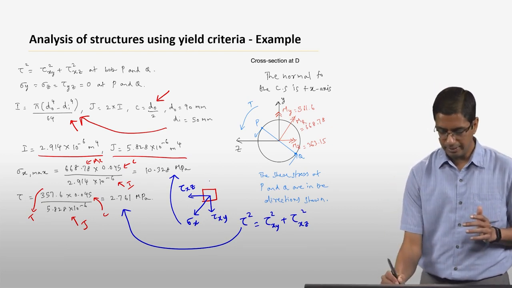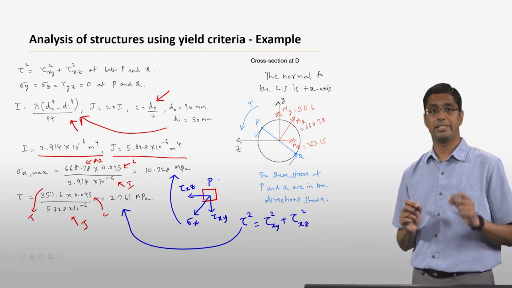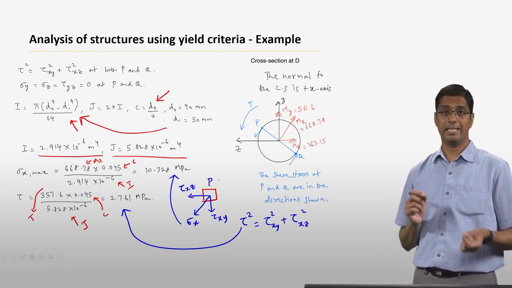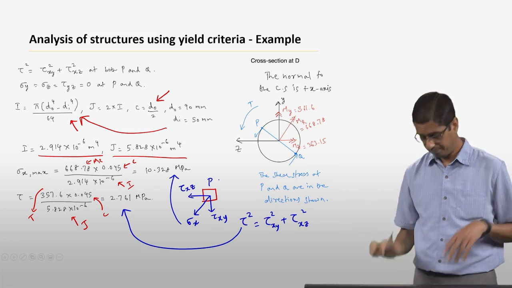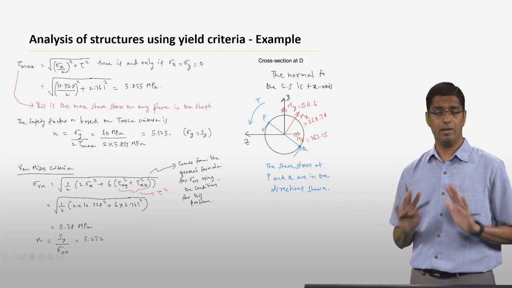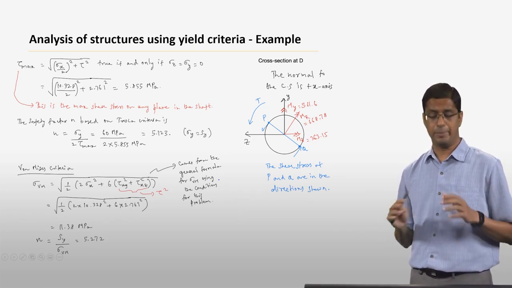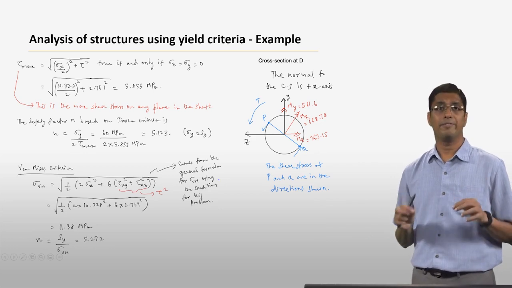The state of stress at point Q is very similar, except that instead of sigma x being positive, sigma x is going to be negative. That's it. Now, once we have these values, sigma x and tau squared at point P and point Q, then you can find tau max.